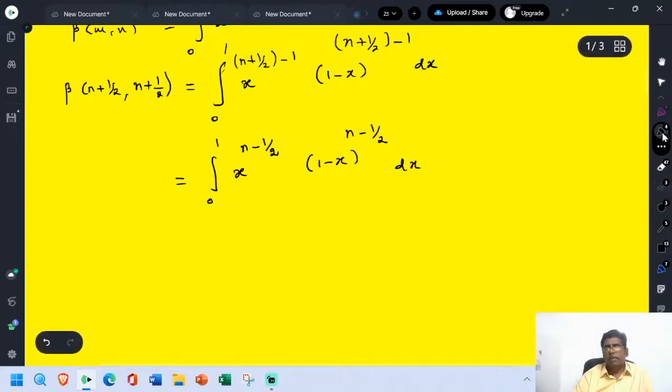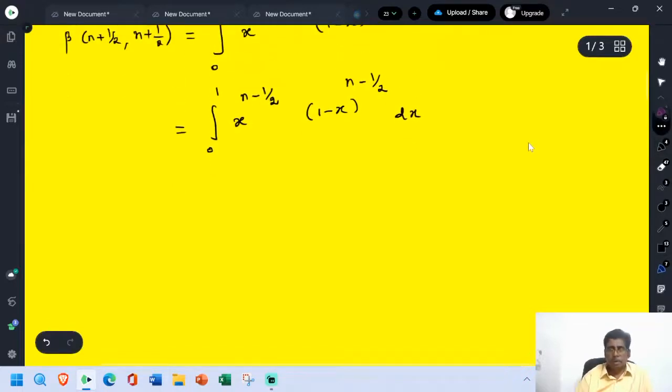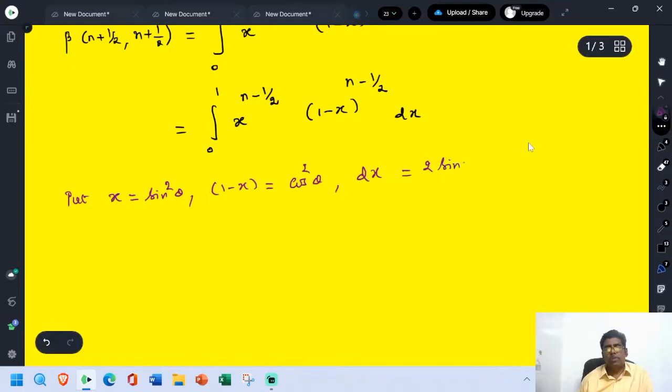To solve this, put x equal to sin square theta. Therefore, 1 minus x equal to cos square theta, because 1 minus sin square theta equal to cos square theta. Then dx equal to differentiation of this, 2 sin theta cos theta d theta. This is our dx. Now you have to substitute these values in the above integral.